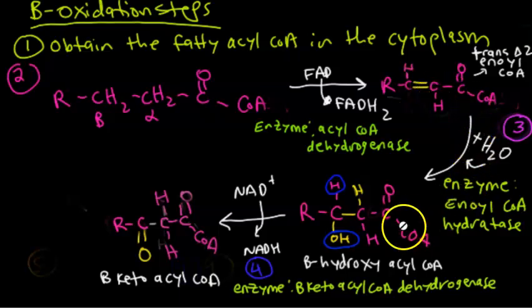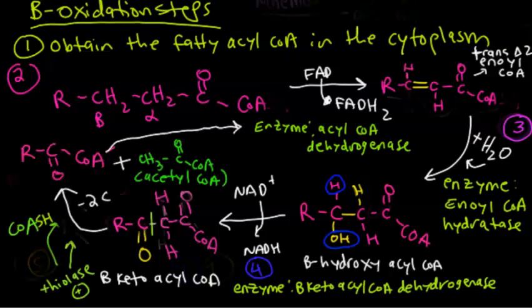Then we add a water across the double bond to form our beta hydroxy acyl CoA, because we have a hydroxyl group on the beta carbon as we added the H and the OH, the water, across the double bond. In the next step, we actually lose 2 H's. We lose 1 H here and 1 H from the OH, and we form a beta keto group now on the beta carbon. And for that, we use another enzyme, another dehydrogenase, and we make NADH.